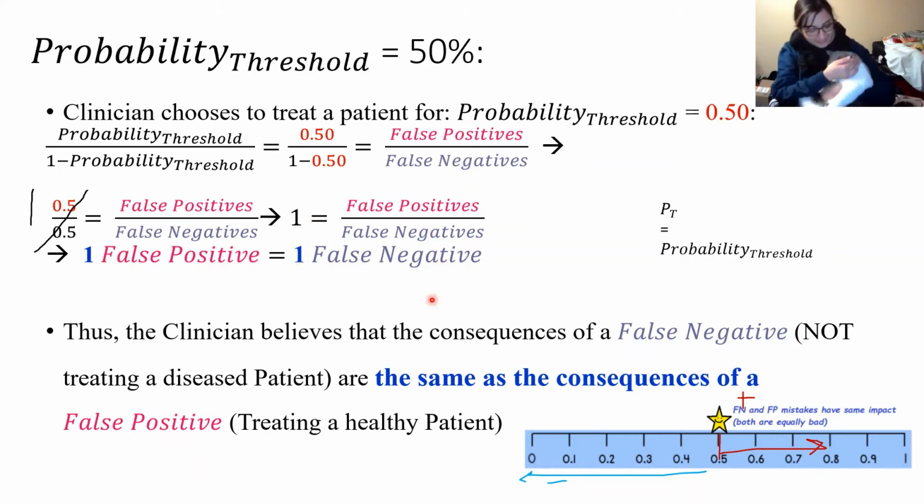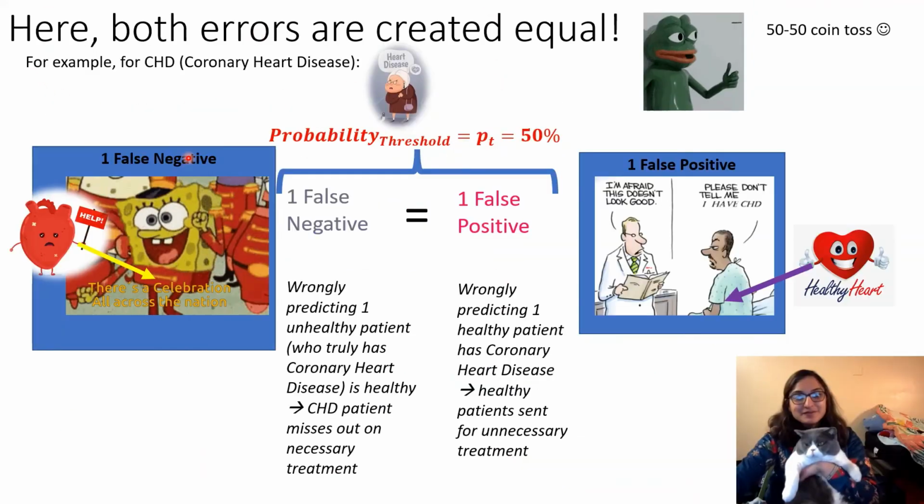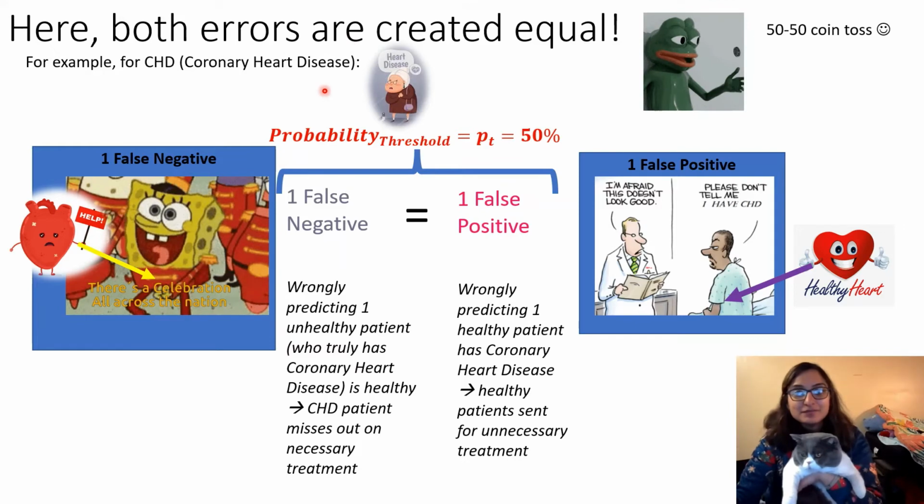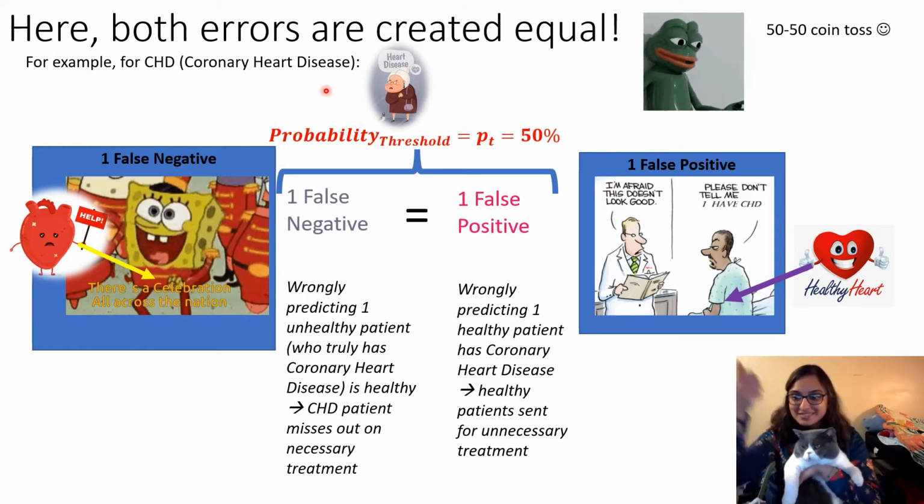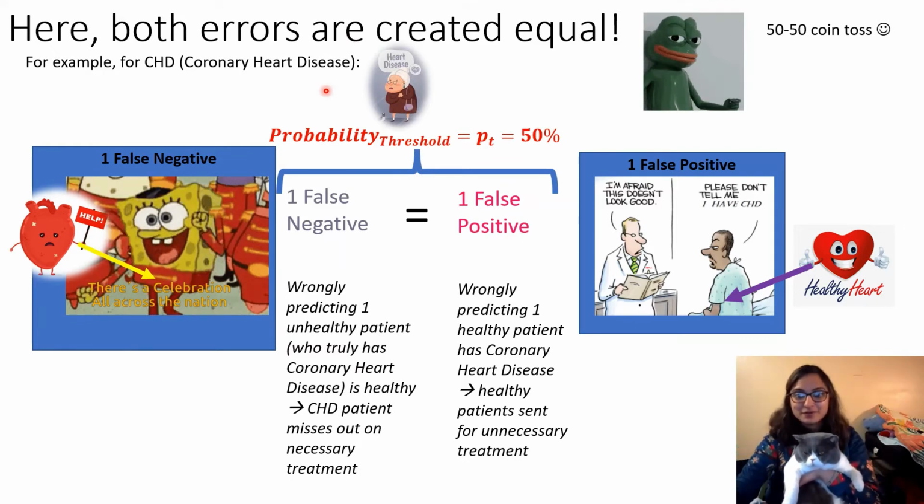So they're equal. Thus the clinician believes that the consequences of a false negative, of not treating a diseased patient, are the same as the consequences of a false positive, treating a healthy patient, believing that they have the disease. So that's kind of like the default. Now when we look at this 50% probability threshold, it's like a coin flip, flipping a coin.